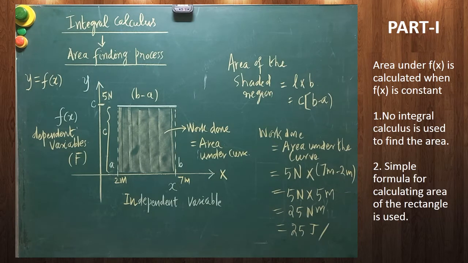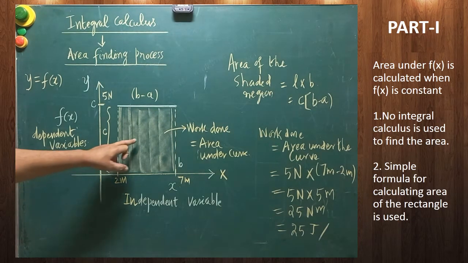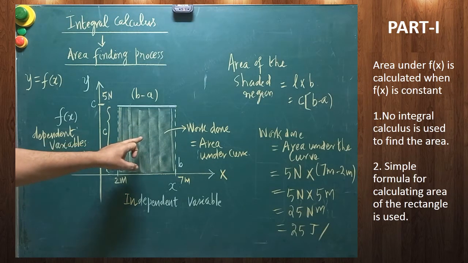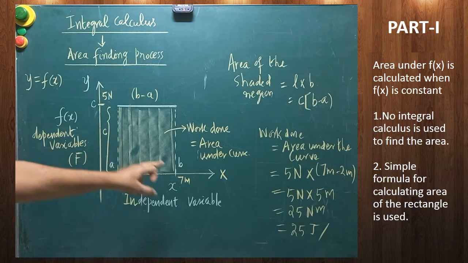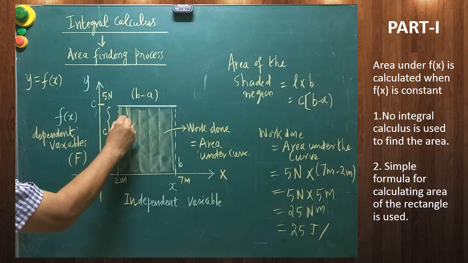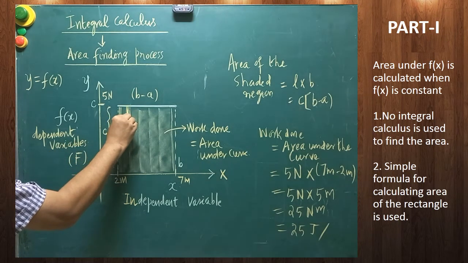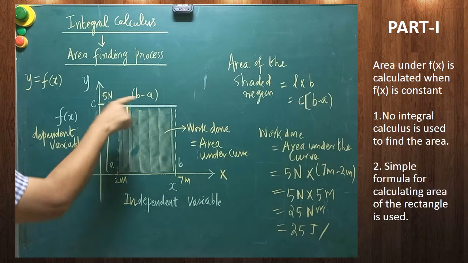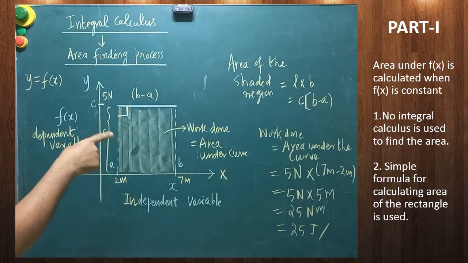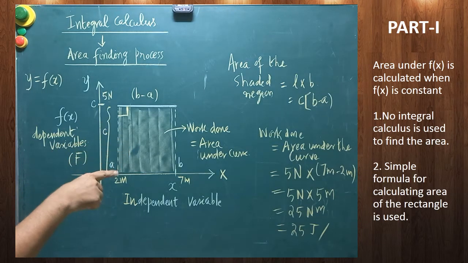If you calculate the area with the help of the graph sheet, plenty of squares will be there inside. By counting the number of squares within the shaded region, you can calculate the area. Look at that, each small square can be taken as 1 Newton meter. So how many squares will you get? 25 squares. 25 into 1 Newton meter is equal to 25 joule. So like that we are able to calculate.